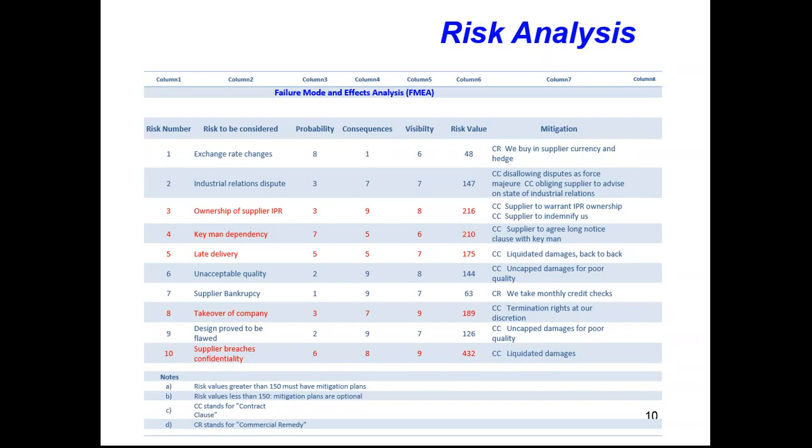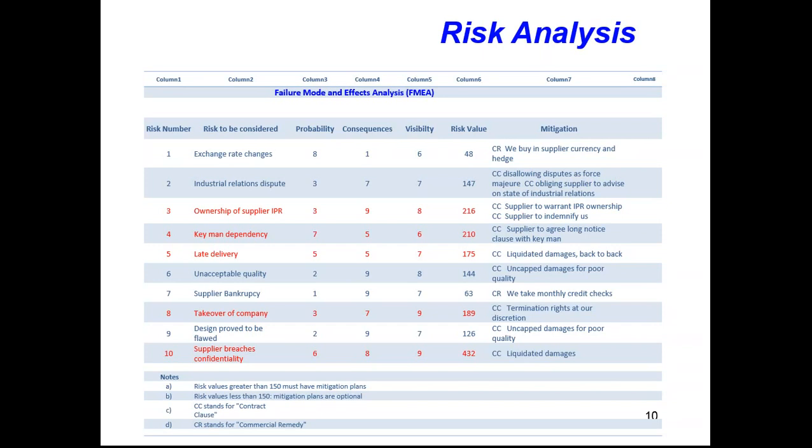If you look at the mitigation column, you'll see we have either CR or CC mitigation. CR stands for commercial remedies. If you look at the exchange rate changes, what we're saying is maybe we can buy in the supplier's currency and hedge the risk. CC is a contract clause, and we might choose to build in a contract clause which, for example, disallows strikes as force majeure, or which obliges the supplier to advise us on the state of his industrial relations.